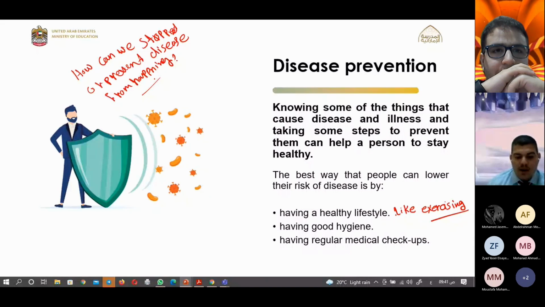Number 2, having good hygiene. Think about when you wash your hands continuously, so we can prevent diseases that are actually caused by bacteria and viruses that we can catch everywhere. The last one is having regular medical checkups. This can help diagnose disease at an early stage, or make sure that there is no disease at all. Clear?